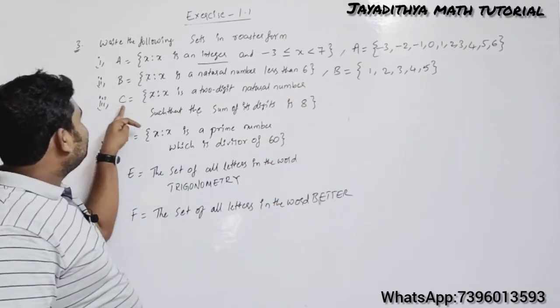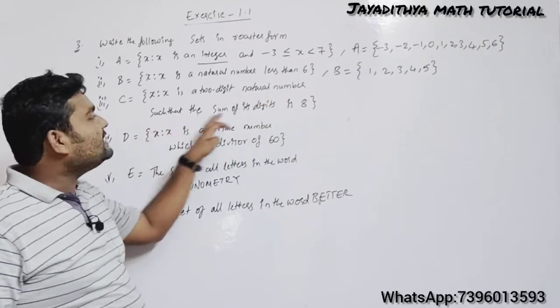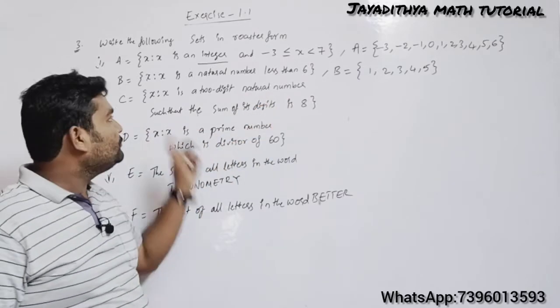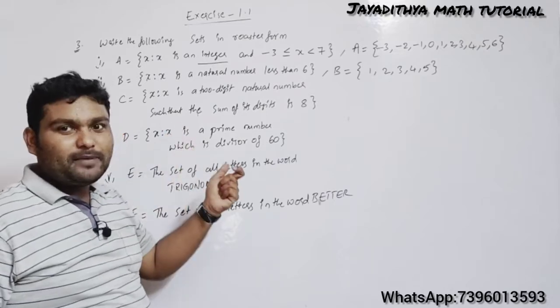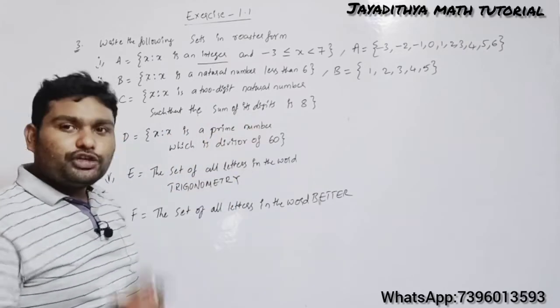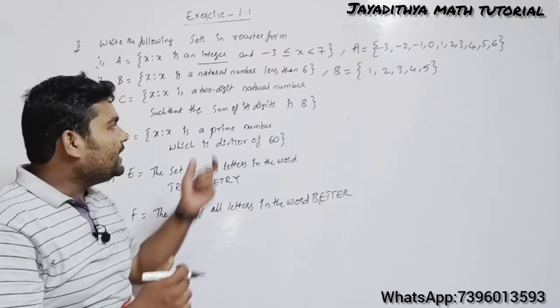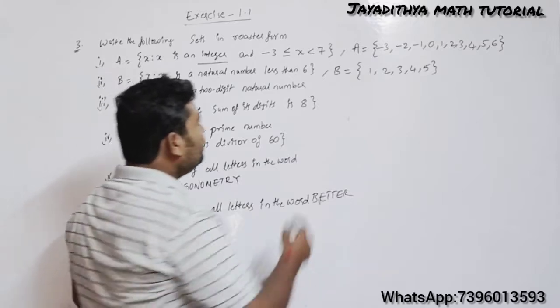The next one: x such that x is a 2-digit natural number such that the sum of its digits is 8. So you should mention all the natural numbers which, if you add the digits, should be equal to 8. So how will you write this one?